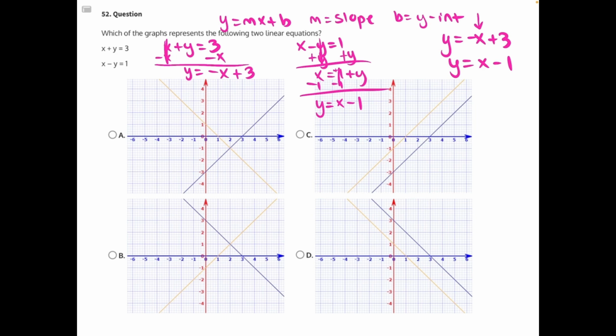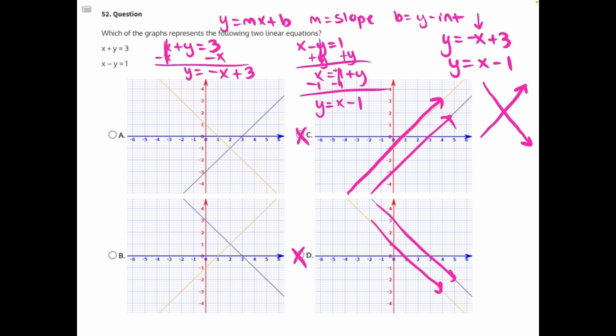So if we have a graph that is going in the positive direction and a graph that's going in the negative direction, they are going to cross and form an x, which means that answer choice C and D are incorrect. These both have a positive slope and these both have a negative slope, which does not match the graphs that the linear equations that we made here.